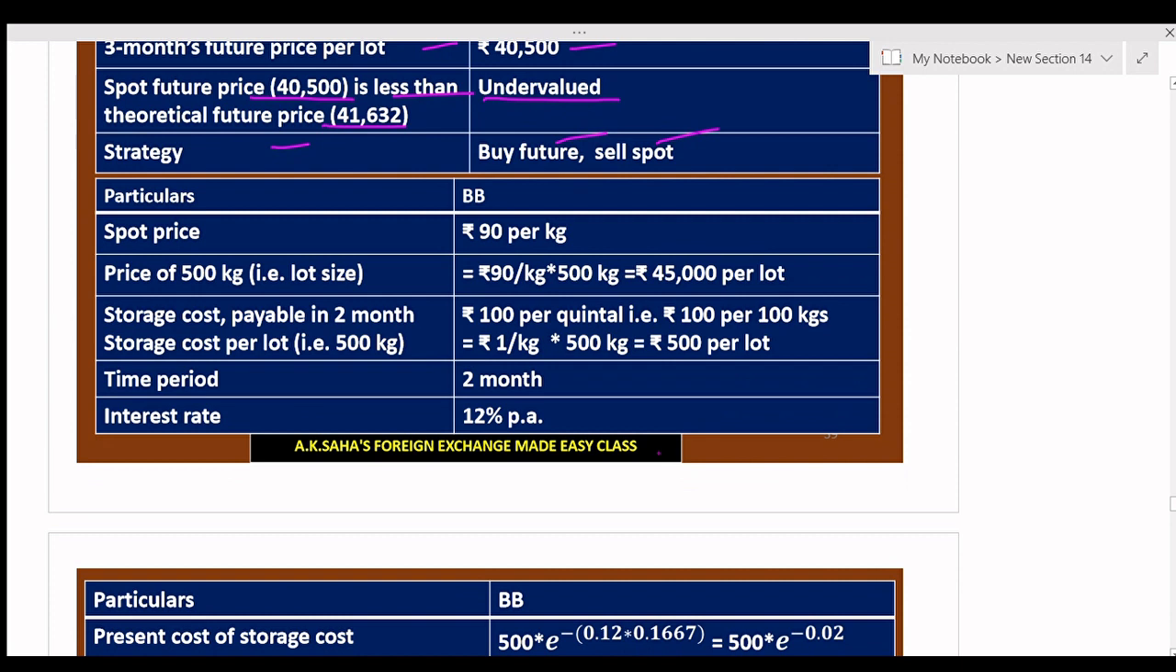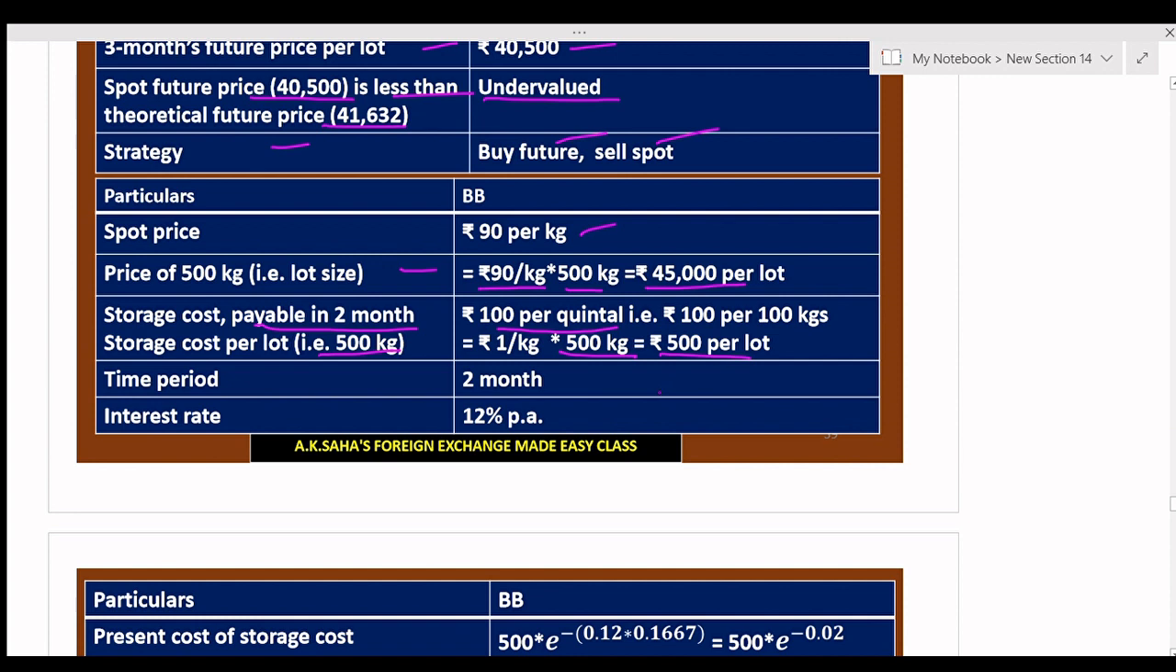Next come to the raw material BB. The spot price is given as rupees 90 per kg. Price of 500 kg, that is the lot size, is equal to 90 into 500, that is rupees 45,000 per lot. Now here storage cost is given, payable in 2 months. Storage cost is rupees 100 per quintal, that is rupees 1 per kg. 1 per kg into 500 kg, that is the lot size, is equal to rupees 500 per lot.